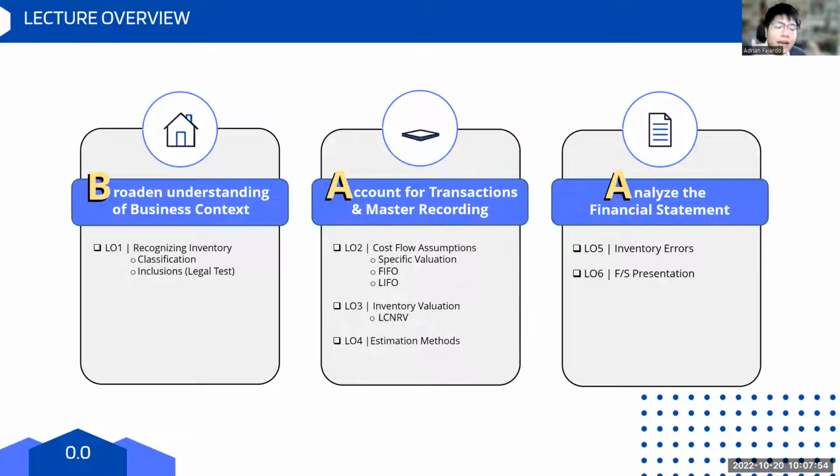And then second, you really have to be a master on inventory inclusion. So you have to be good at analyzing every context and every situation so that you can apply the legal test in terms of determining whether this sort of inventory should be included in your count, right? And then from there, we're gonna be taking a deep dive in terms of a lot of concepts regarding inventory and accounting for it. So number one, we know that inventory initially is recognized at cost.